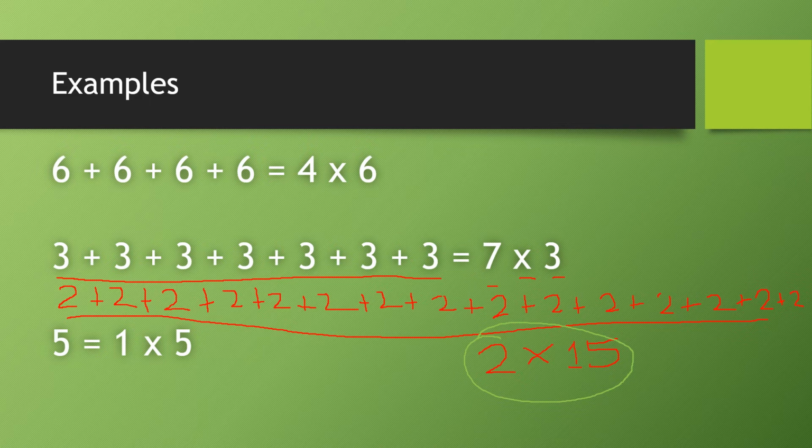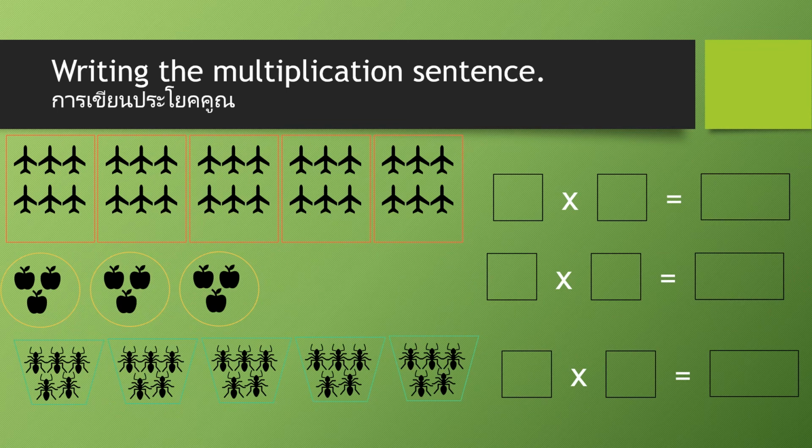Okay, so now here we have only number 5. How many times do we have number 5? Only one time. So 1 times 5. Do you understand how to do this one? Okay, so we have another example.